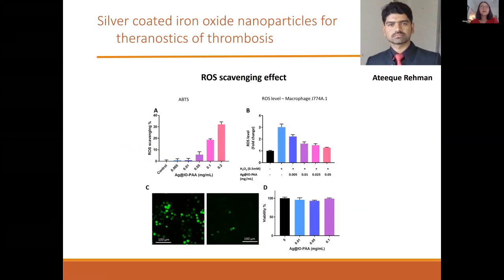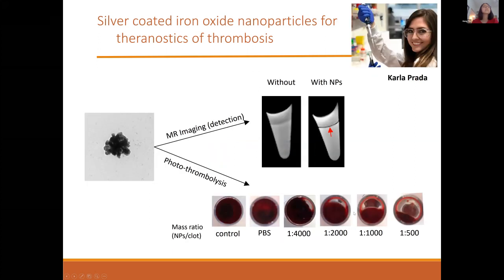And the particles can quench ROS as well. You can see in the cells, in macrophages, when we treat the macrophages with the particles, it can suppress the level of ROS here. And you can see the image here. So without the particle, high ROS level, and with the particles, low ROS level. And the particle is not toxic to the cells at the treatment concentration we use in this study.